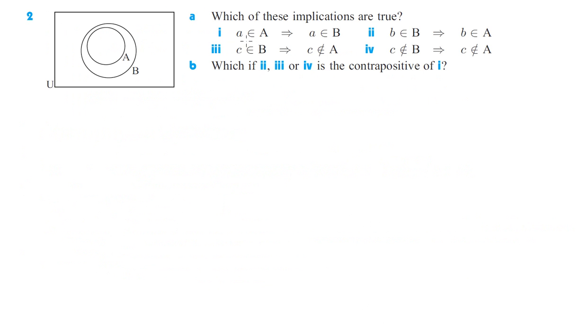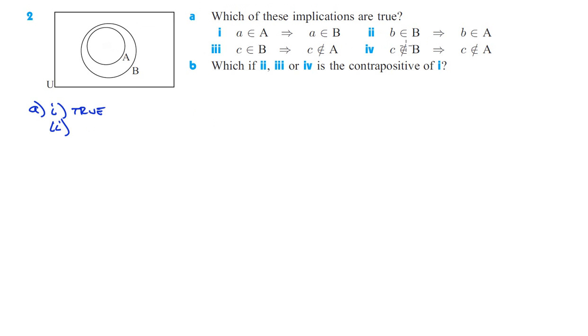Okay, so if A is an element of set A, that implies that A is also an element of set B. So basically, here's what we want to do. Let's put A inside of set A. Does that imply that A has to be an element of set B? Yes, that's true. Okay, so for A, we've got part 1 is true.